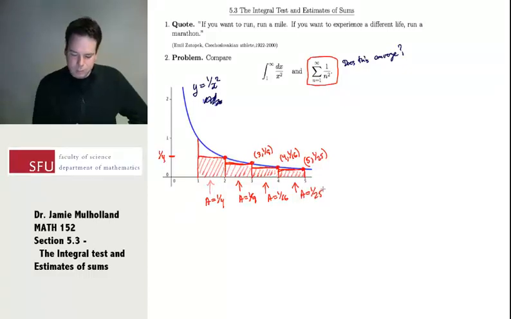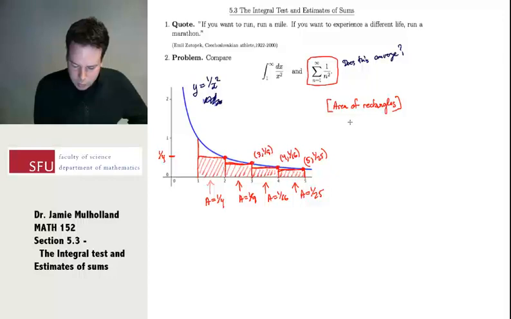And so what we find here is that the area of all the rectangles is just given by 1/4 plus 1/9 plus 1/16 plus 1/25 plus dot dot dot.